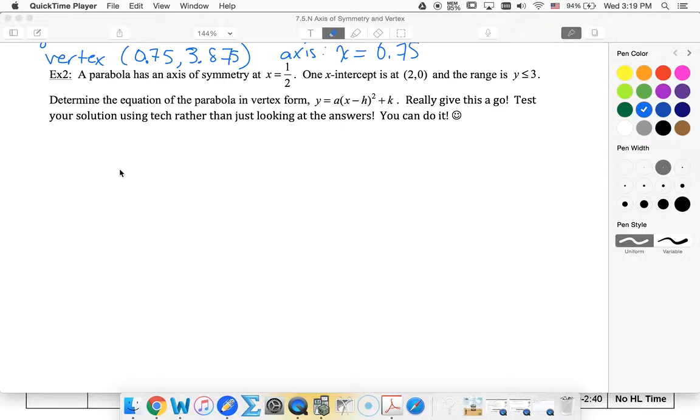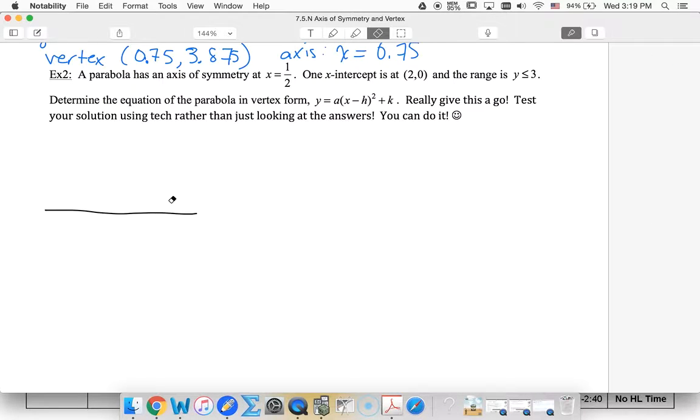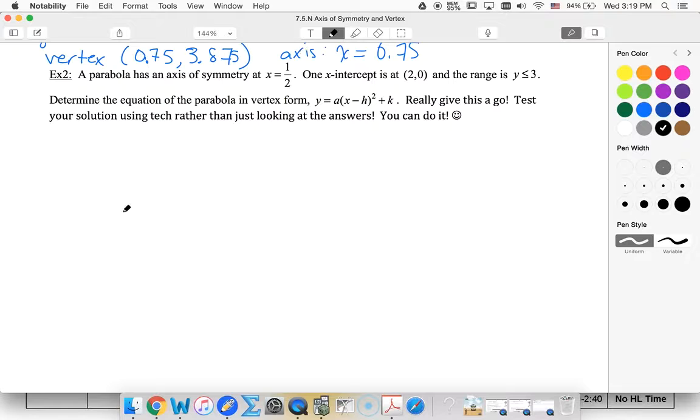All right, this is a bit of a challenging problem, but we can do it. So a parabola has an axis of symmetry at x equals a half. So I'm going to start by drawing some axes. Let's try and make that a straight line. Okay, x equals a half. So let's go here and call this x equals a half. There's my axis of symmetry.